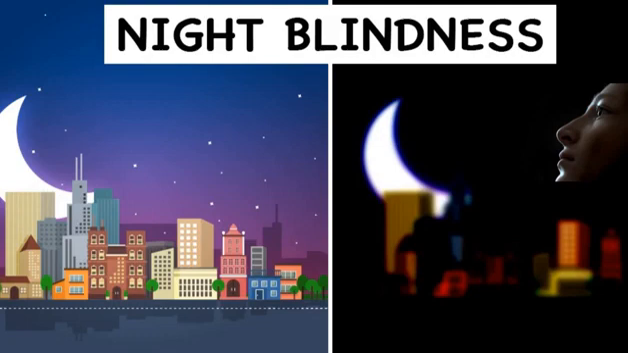Another eye defect is night blindness. Due to deficiency of vitamin A, the person will not be able to see during night time, and that is called night blindness. This is not a defect in the structure of the eye, but it is a defect caused by the deficiency of vitamin A.